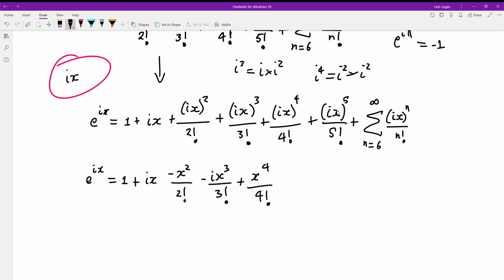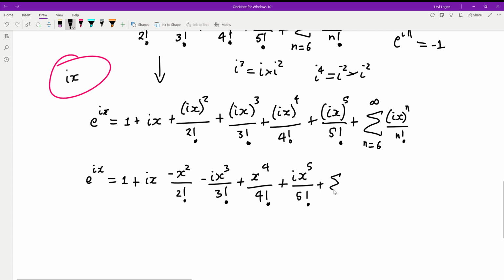Okay. Here we're going to have the same thing. We're going to have positive times i, so that's just going to be plus ix to the 5 on 5 factorial. And then it starts to repeat itself. So the next term will be negative x to the 6 over 6 factorial, and then it will be minus ix to the 7, etc., etc. But I'm only going to do it to 5 because that's the only ones where it's most relevant.